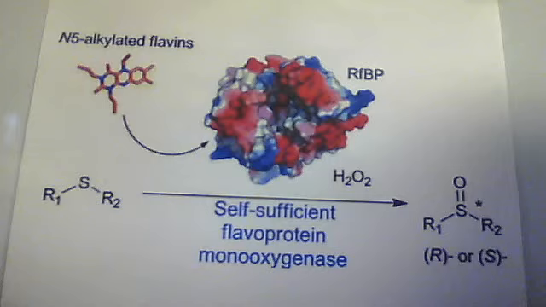The N5-alkylated flavins are more stable when hydrogen peroxide is used. Flavoenzymes capable of hydrogen peroxide-driven and enantioselective sulfoxidations are created by N5-alkylated flavins binding to riboflavin-binding proteins. We can alter their flavin structure. Cofactor redesign is viable to create artificial flavoenzymes.